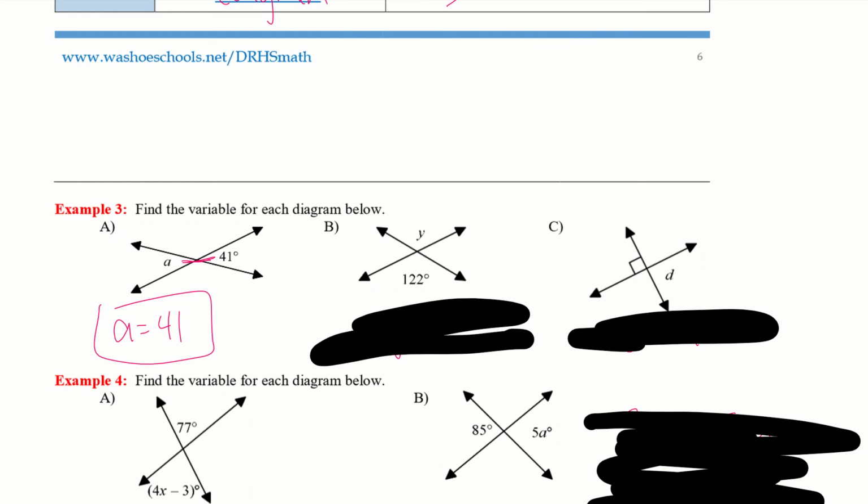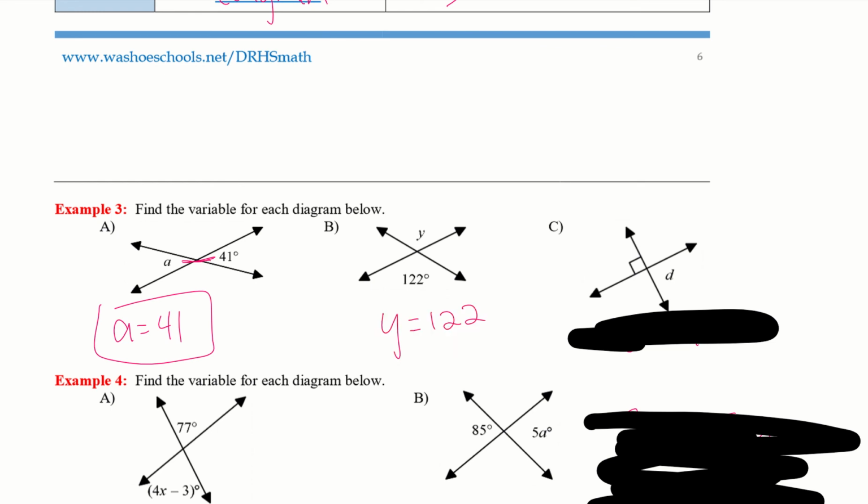Take a second, label Y and label D, see what you get. Alrighty. So for B, Y is 122, and for C, D is 90. Remember this symbol right here, the little square thing, is 90 degrees.